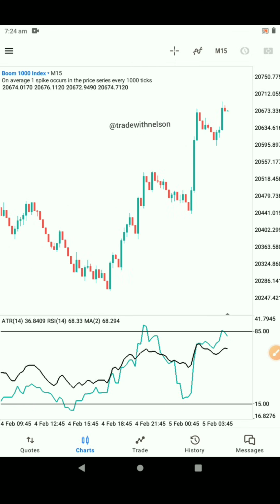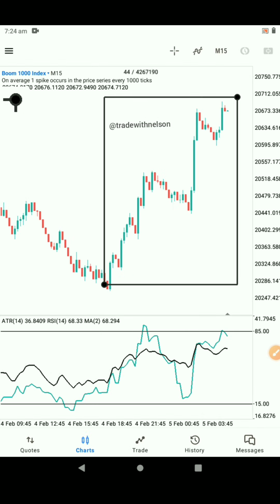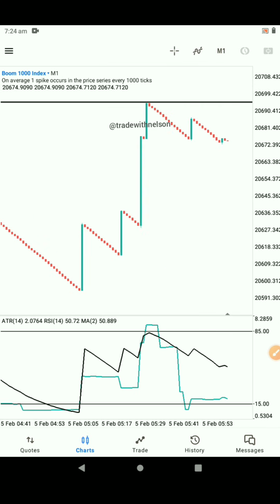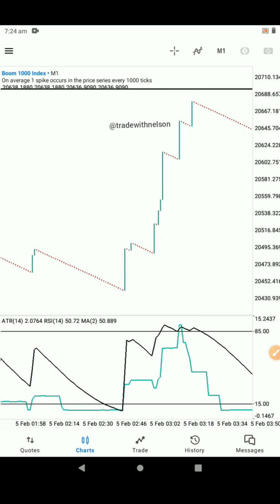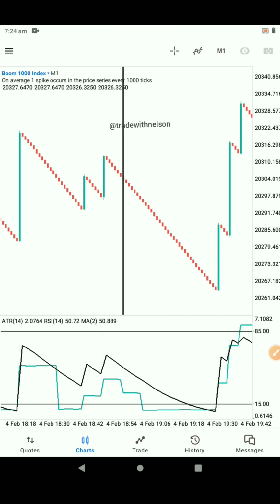If you go to a 15 minutes time frame, let's take our tool and mark this higher time frame. You see, for a while now, the market has been going higher. Once you have that marked, you go to your 1 minute time frame. Here, like I said, we are catching spikes. So this is where the movement started.